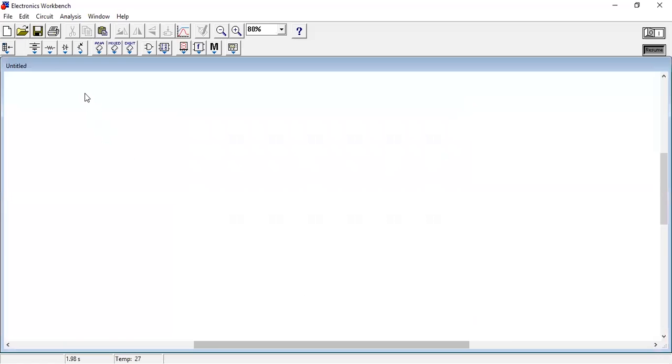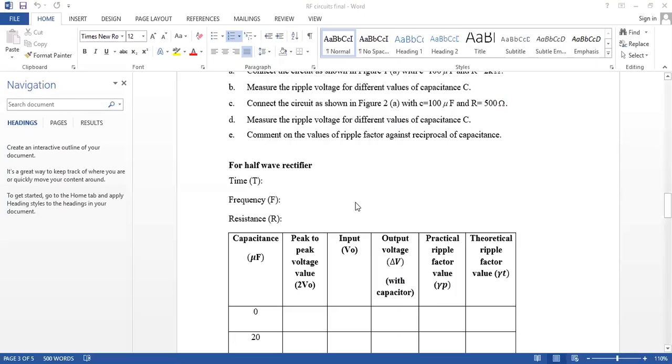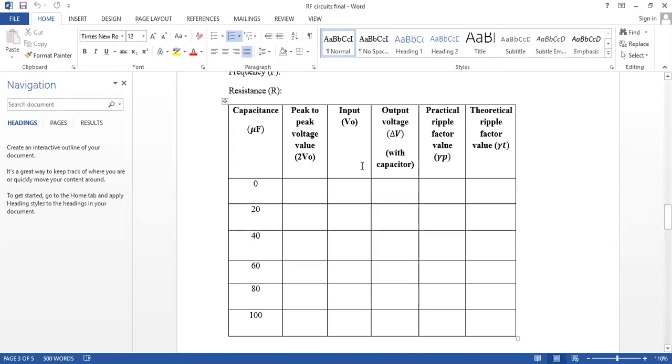Okay, for the half wave rectifier, here we found the capacitor values for 0, 20, 40, 60, 80, 100. So you can measure the peak to peak voltage value of the input waveform. At the input waveform, we want to find the peak to peak voltage value, 2 V0. We found it as 34, so the input value is 17. Okay, for the output waveforms, we can find the output value.